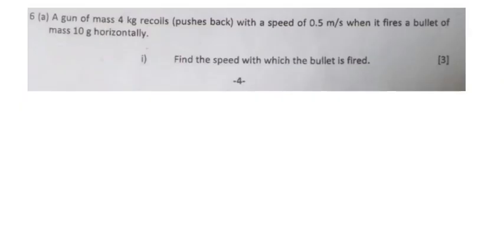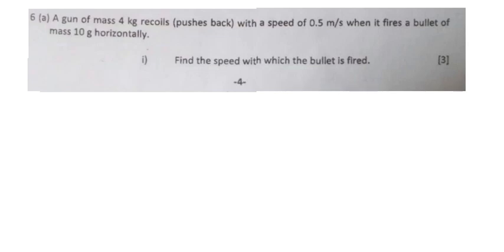Okay, now we are told, this is question number 6. We are told a gun of mass 4 kg recoils or pushes back with a speed of 0.5 meters per second when it fires a bullet of mass 10 grams horizontally. Find the speed with which the bullet is fired. Okay, so we're trying to find the speed of the bullet.